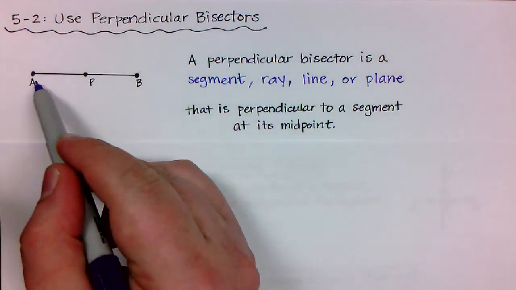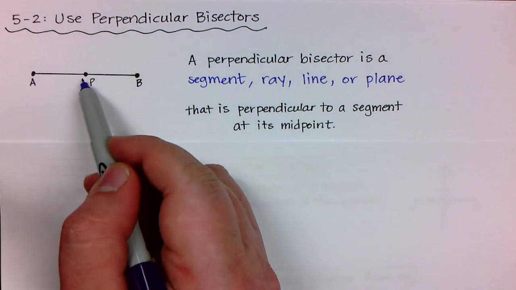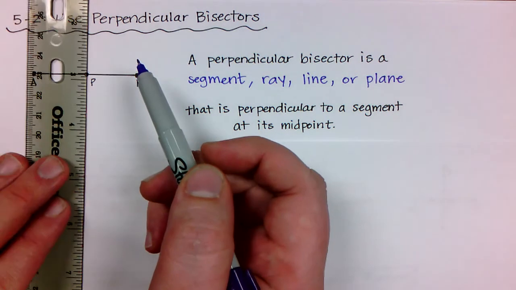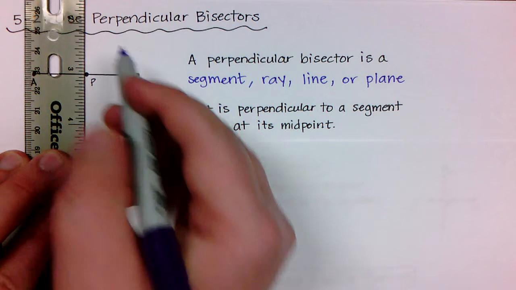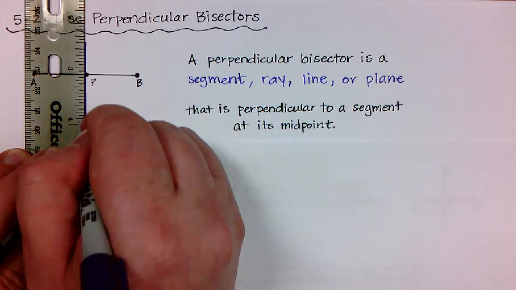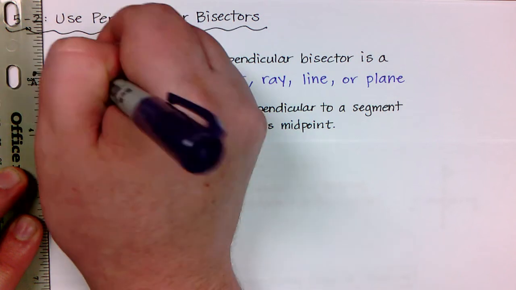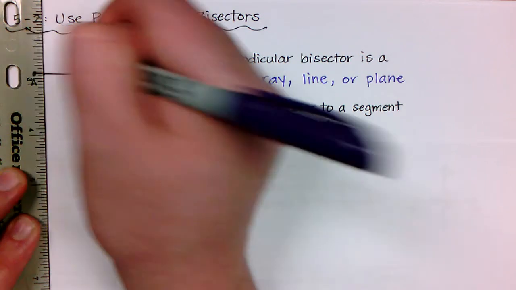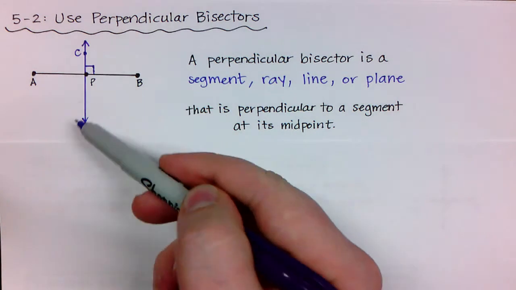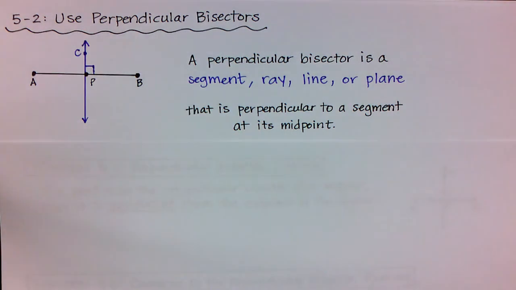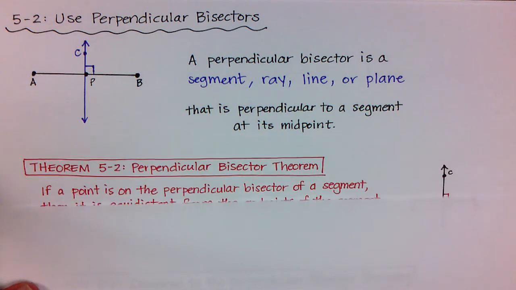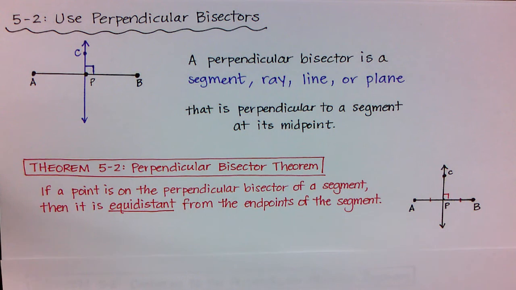And if I have this segment AB right here with P being its midpoint, the only difference between a perpendicular bisector and any other bisector is that when it is drawn, it meets at 90 degrees. So for instance, I have a line here, CP, which is bisecting AB at 90 degrees, so it is a perpendicular bisector. Okay? So our first theorem is titled 5-2, the perpendicular bisector theorem.